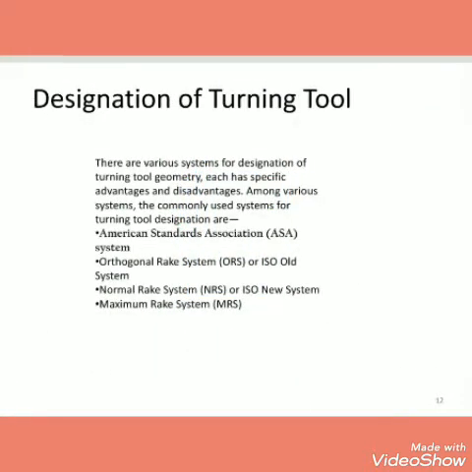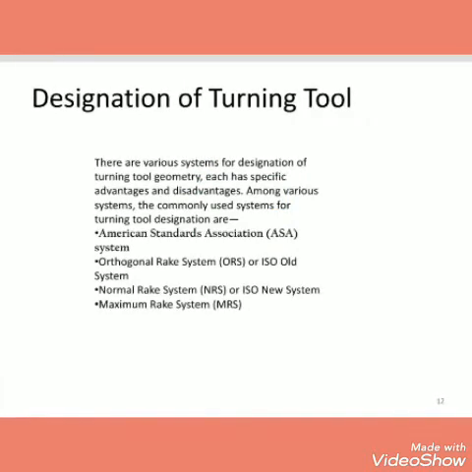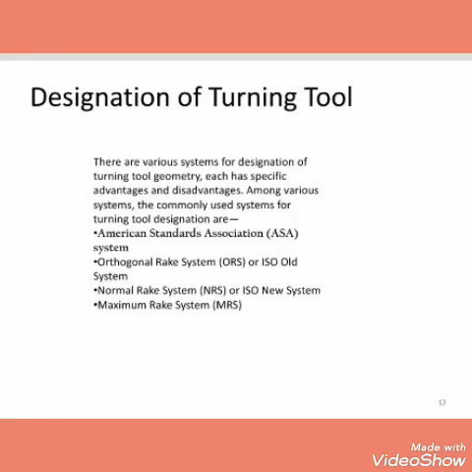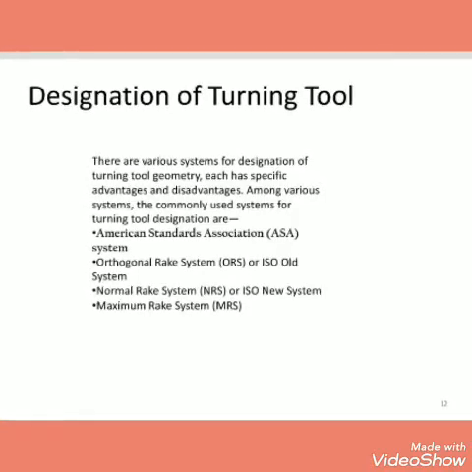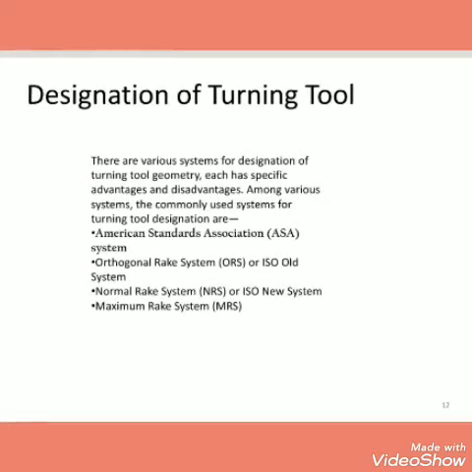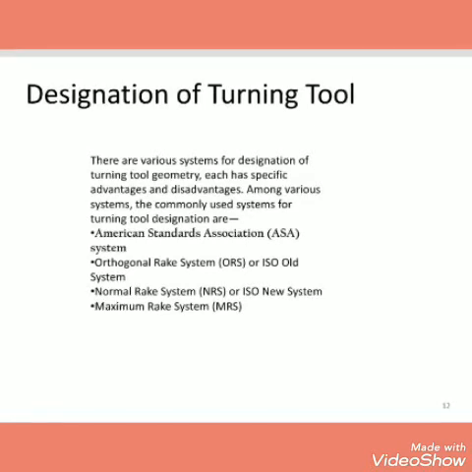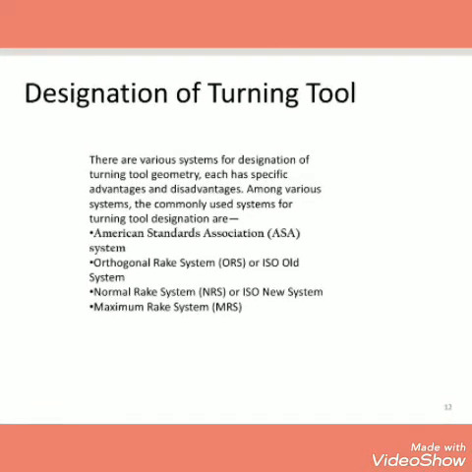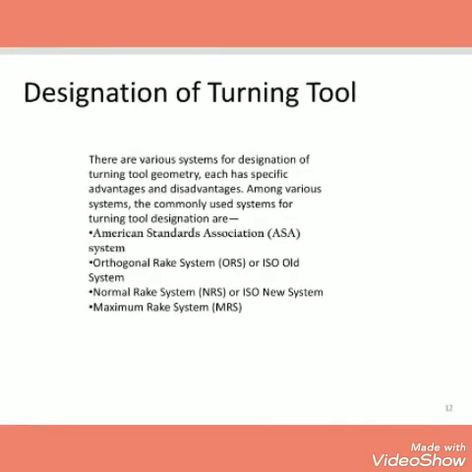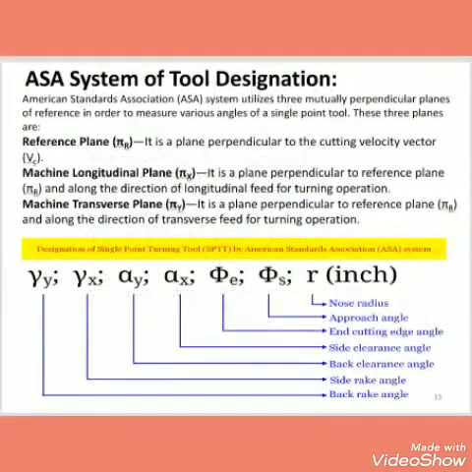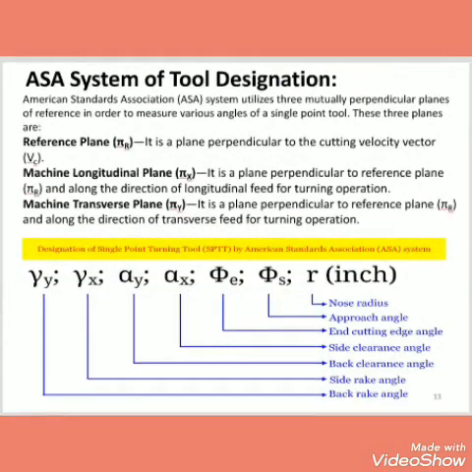The designation of the single point turning tool may be given by the American Standards Association or ASA system, the orthogonal rake system or ORS system (ISO old system), the normal rake system or NRS (ISO new system), and the maximum rake system or MRS. These are the systems of designation of the single point turning tool.